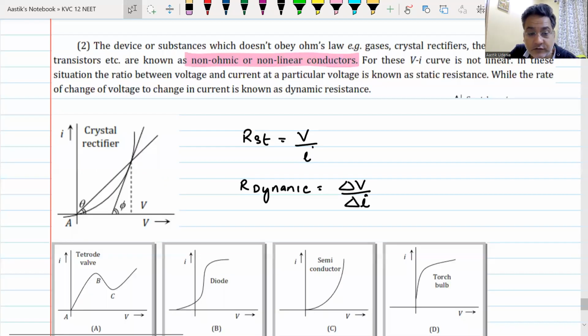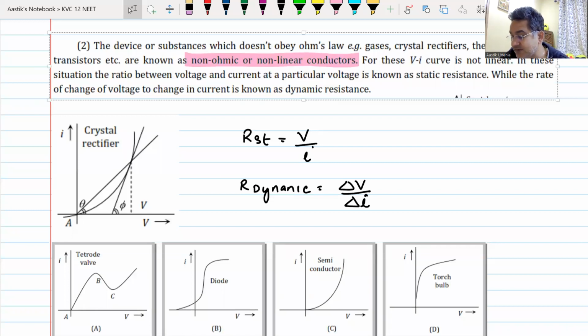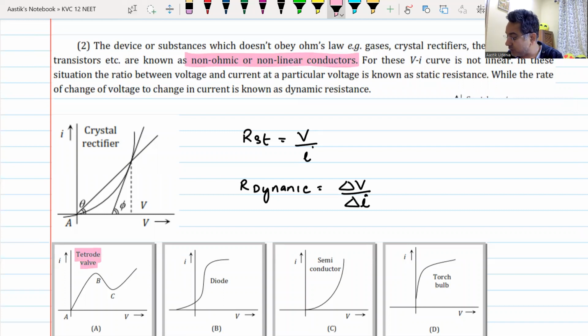Now, I hope you can see this graph. Tetrode valve, diode, semiconductor, and torch bulb. They do not obey Ohm's law, and therefore they are known as non-ohmic or non-linear conductors. I'll give you 2 minutes to write this down.